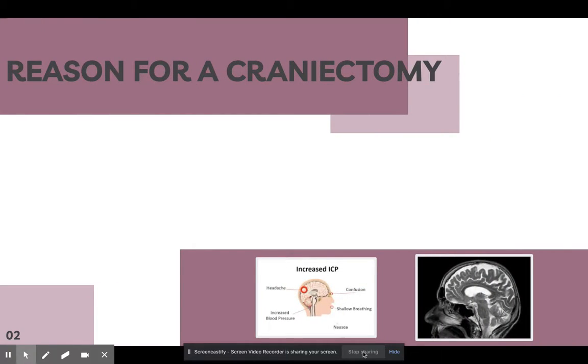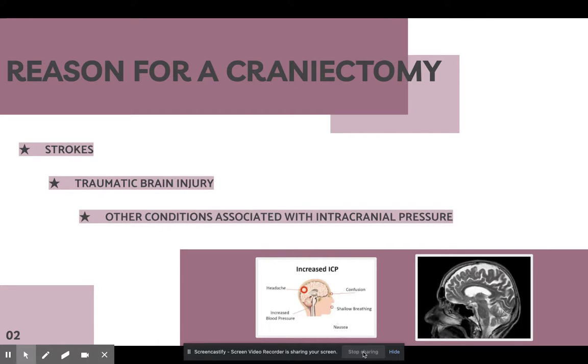Reasons for a craniectomy. There are many reasons as to why a person needs to have a craniectomy. It is performed on victims of traumatic brain injury, stroke, and other conditions associated with raised intracranial pressure. Other reasons can be a tumor, aneurysm, infection, bleeding inside the skull, blood clot, skull fracture, dura tear, or epilepsy.